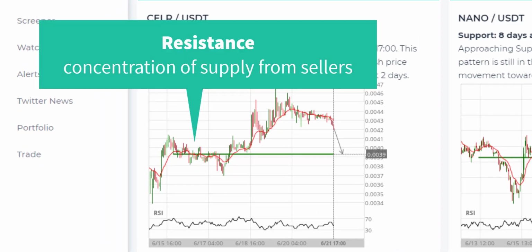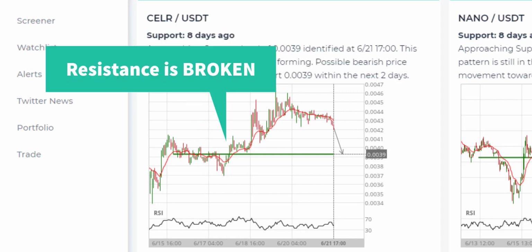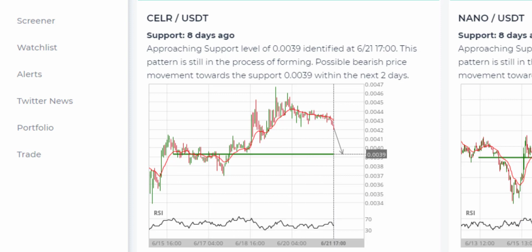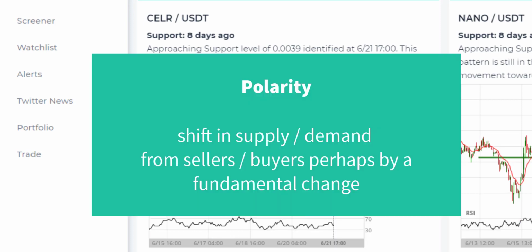Similarly, when any resistance is broken, it changes its role, and tends to act as the new support level for the price. In other words, the former support becomes the new resistance. The chart illustrates how a resistance, once broken, changes into support. This happens due to a shift in the levels of supply and demand.